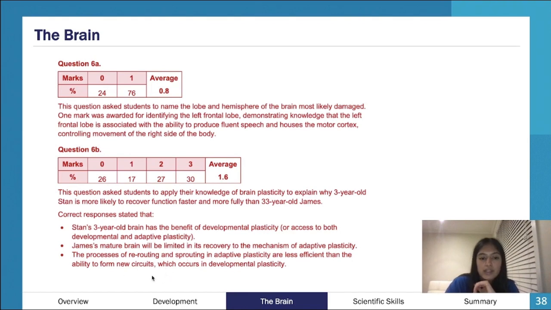And thinking about this as well, the processes of rerouting and sprouting in adaptive plasticity are less efficient than the ability to form new circuits. So it's just this idea that when you're 3, you may have these aspects of synaptogenesis in which new synapses are forming. Whereas if you're 33, you don't really have new synapses forming. It's more so, again, the rerouting and the sprouting as well.